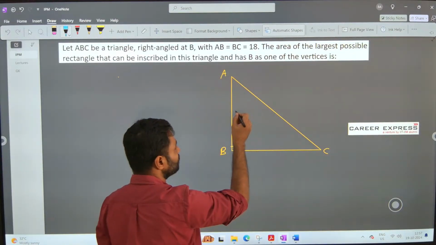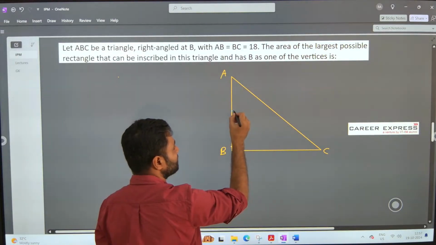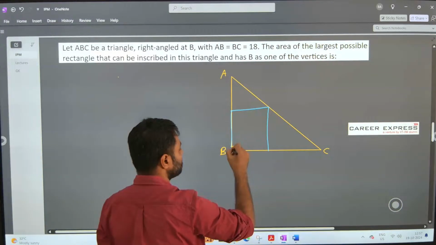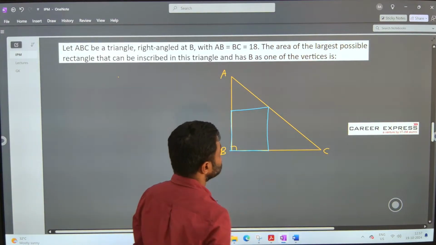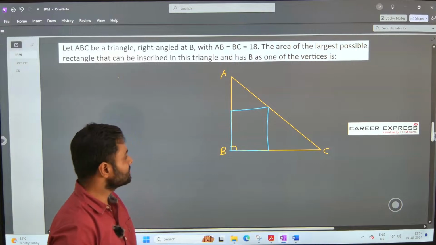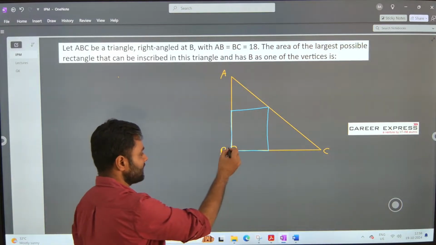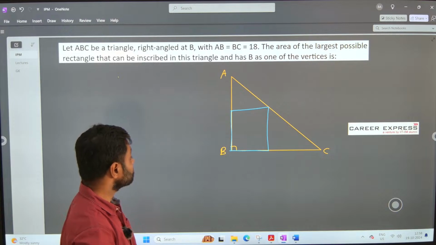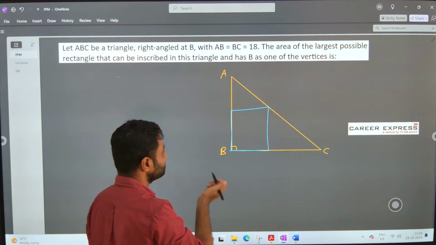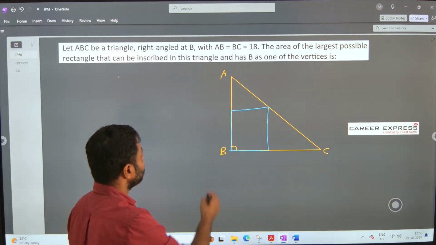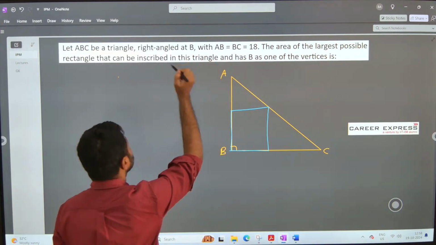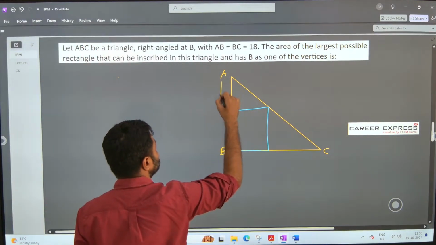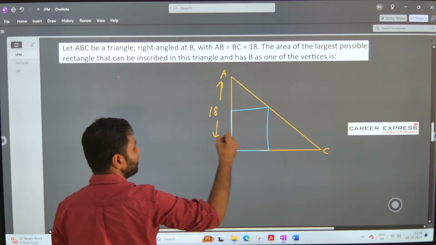So we don't know what will be the side lengths of that rectangle. So we can assume this is the rectangle. Condition says that one of the vertices has to coincide with the vertex of the triangle, that is B. Now, AB and BC, they are equal to 18. So these two lengths are both 18.